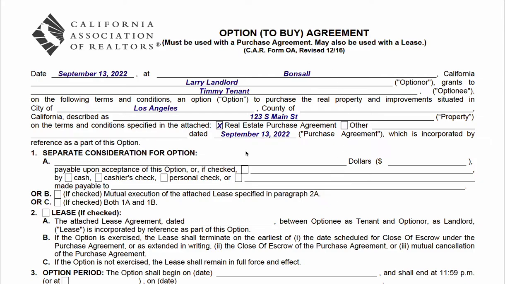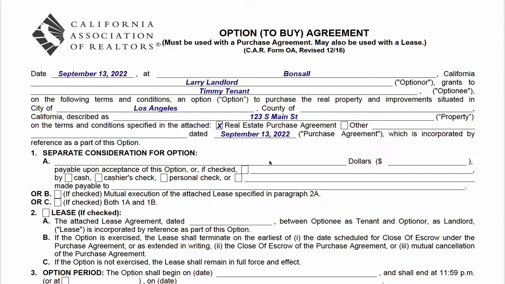Now, the whole idea of the option is that the optioner is giving the optionee the option to exercise this purchase agreement for a certain period of time. So there's a benefit. In a lease option, it might be that the optionee is a tenant that wanted to buy the property but couldn't afford it, so instead will lease the property until they can afford it, and then they'll exercise the option. But they're going into the lease knowing that they have the option to buy it.